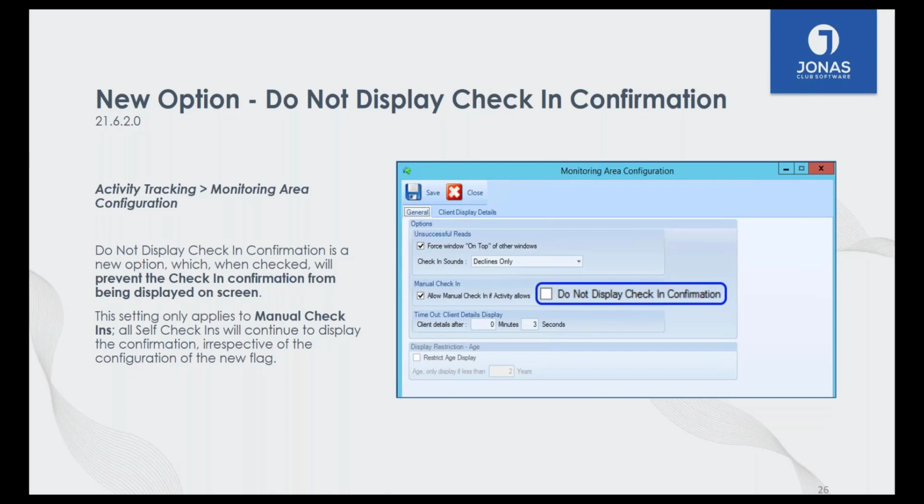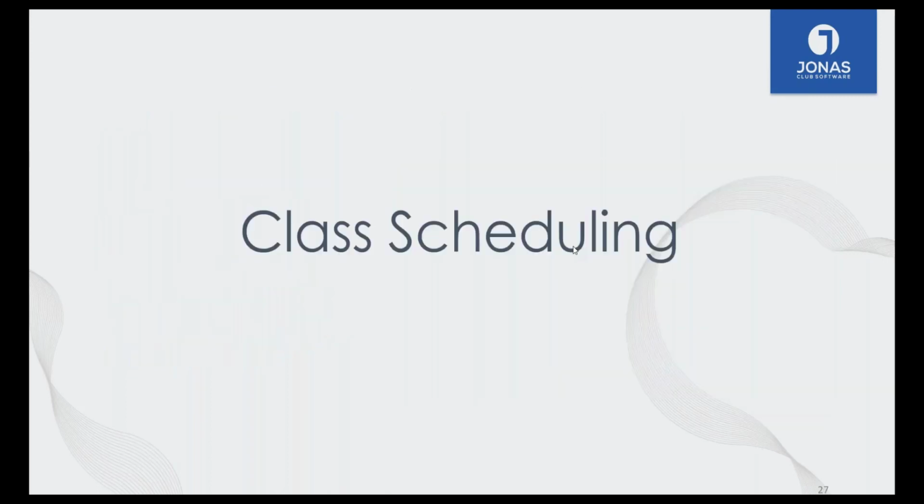That's more useful for a member who's not sure what's happening. This is more for staff members that are checking in on members' behalves, just so that they don't have to see that check-in confirmation each time they check in a member. So you can turn it off. It's within the monitoring area configuration, and you go into general, you can see there that manual check-in area. You can do not display check-in confirmation, and that'll suppress that prompt from being shown.